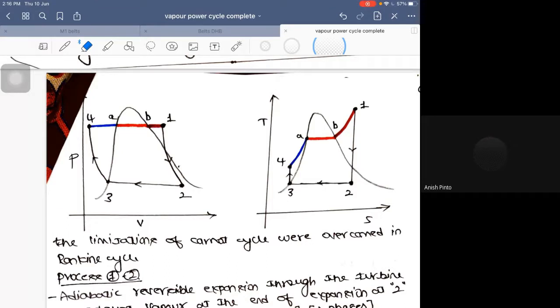Now, how do you calculate the heat added during economization? HA minus H4. Very good, guys. You have learned beautiful concepts now. Can anyone just read this?